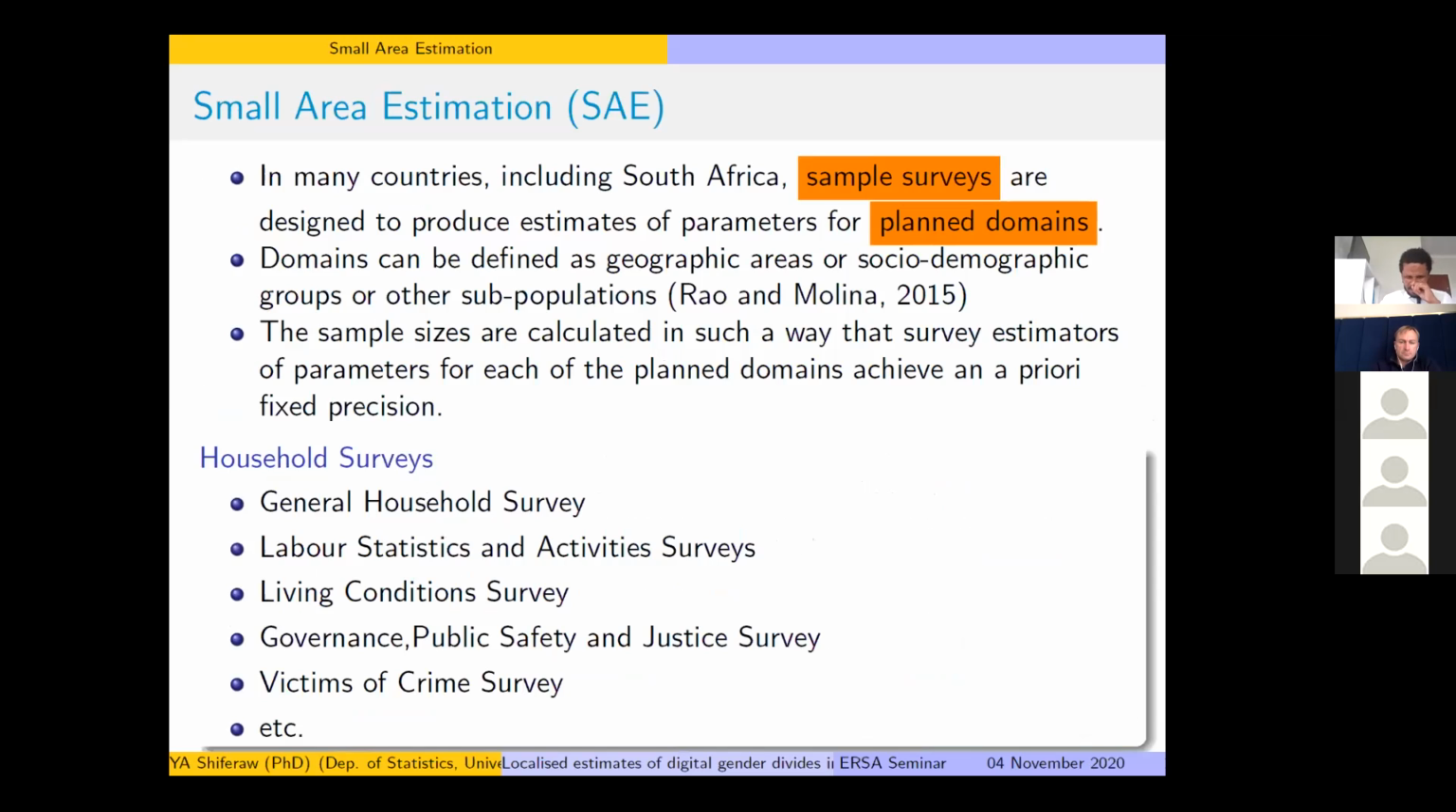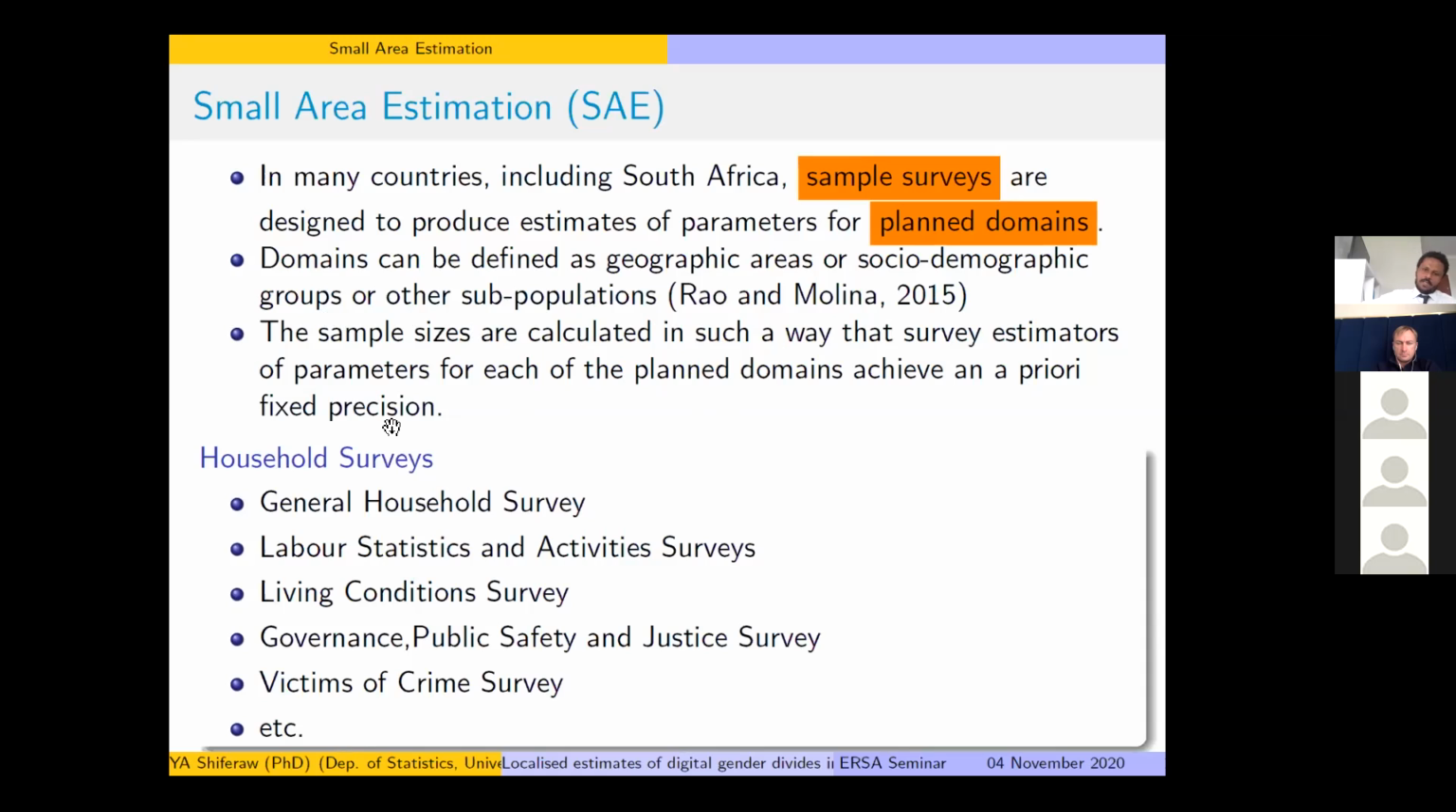But let me focus for a few minutes on what small area estimation is, because this is the methodology that I'm going to use to combine the 2016 community survey with the 2011 population census. So in many countries, including South Africa, sample surveys are designed to produce estimates of parameters for planned domains. Domains can be defined as geographic areas or socio-demographic groups or other subpopulations. And the sample sizes are calculated in such a way that survey estimators of parameters for each of the planned domains achieve an a priori fixed precision.